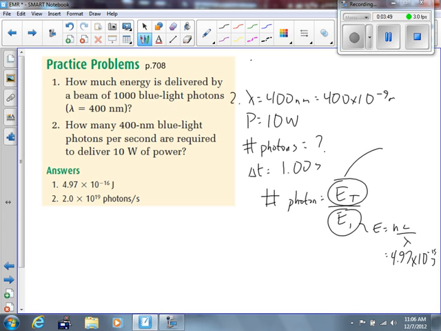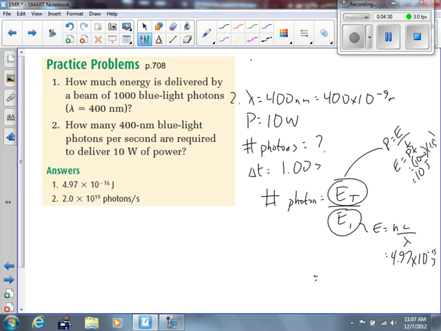The energy total. How do I find the total energy here in 1 second? Well, power is equal to work over time, or energy over time. Energy is equal to power times time. The power is 10 watts. The time is 1 second. So the energy ends up being the same as the power in this case. Why is the energy the same as the power? Because power is energy per second. So effectively what I'm given here, when I'm given the 10 watts of power, I'm given the energy in 1 second. And that's exactly what I want since I'm looking for the number of photons in 1 second.